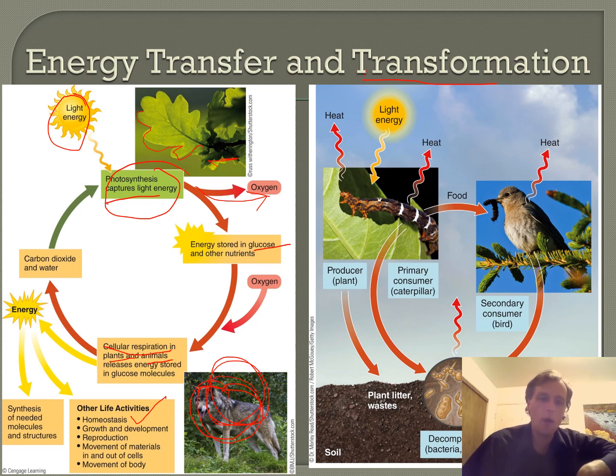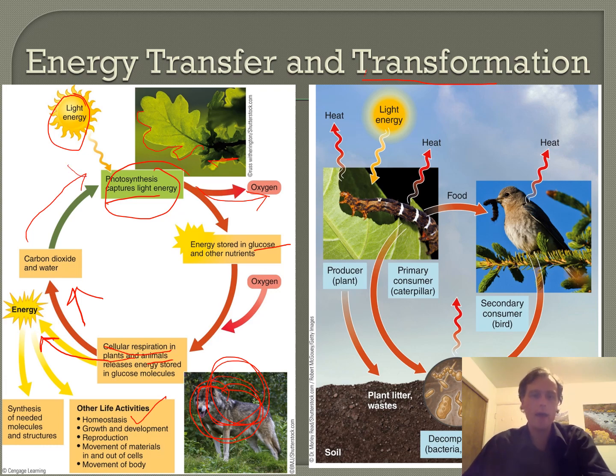And when this happens, energy is lost, and the form that energy is lost in is basically always heat. Respiration produces carbon dioxide, and that is a waste product. It's a waste product for animals, but it is necessary for plants to continue doing photosynthesis.